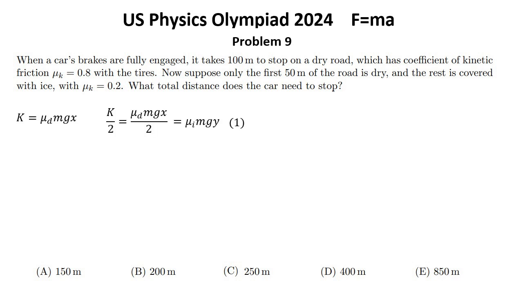In the second case we use half of the kinetic energy for the first 50 meters and the other half for the ice road, which gives equation 1. So from here we have the distance on the ice road is 2x. And the total distance d equals x over 2 plus 2x, which is 250 meters. This is answer C, and that was the solution for problem 9.